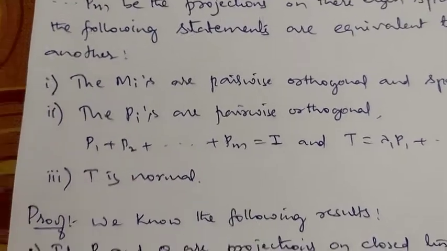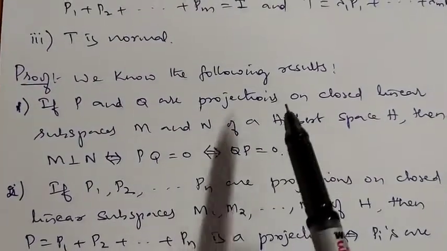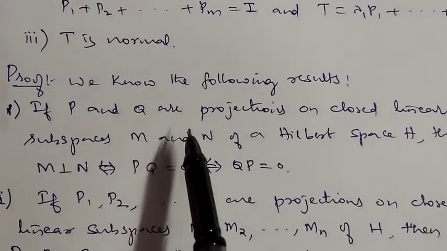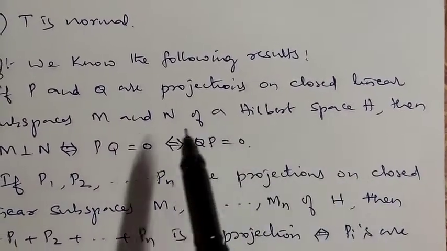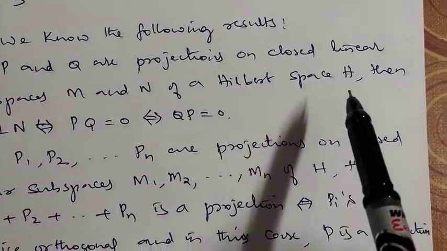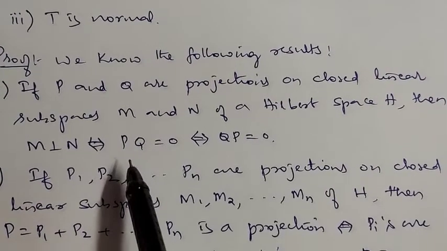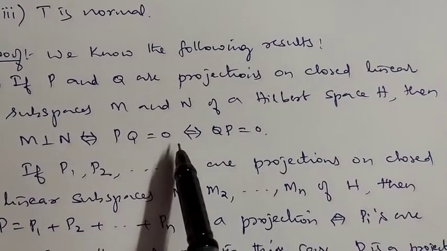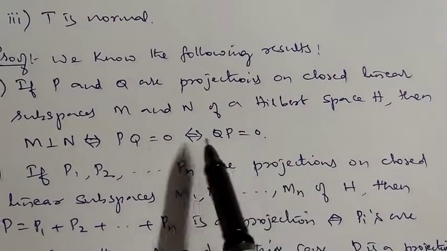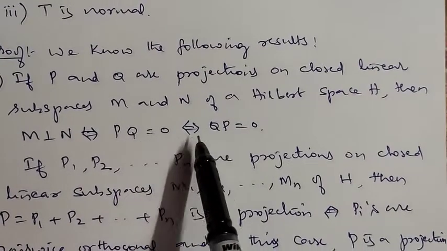But already we have proved a few important results, so let us state them one by one. We have proved: if P and Q are projections on closed linear subspaces M and N of a Hilbert space H, then M is orthogonal to N if and only if PQ is 0, if and only if QP is 0.